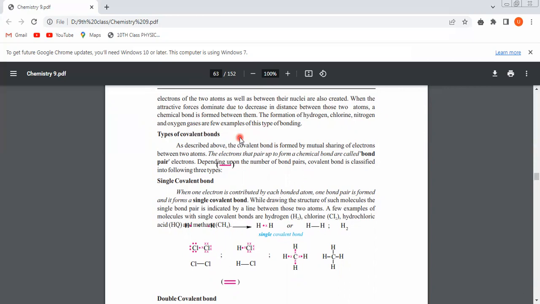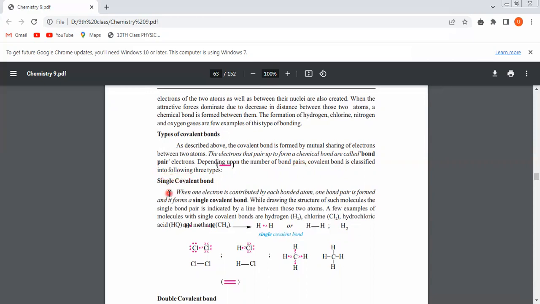The formation of hydrogen, chlorine, nitrogen, and oxygen gases are a few examples of this type of bonding. Types of covalent bond are described above. The covalent bond is formed by mutual sharing of electrons between two atoms. The electrons that pair up to form a chemical bond are called bond pair electrons. Depending upon the number of bond pairs, covalent bonds are classified into the following three types.